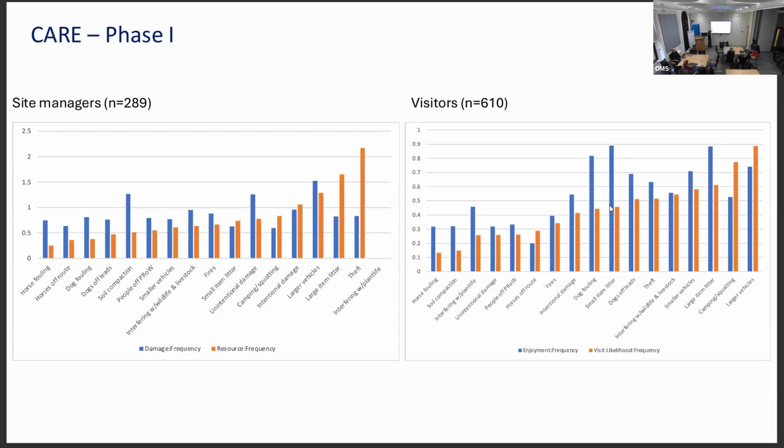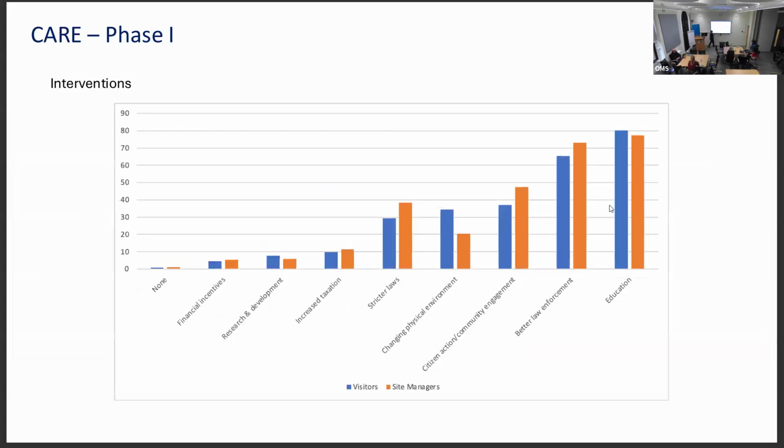And if you look at dog fouling, dogs off leads, and small item litter, they're not well below, but they're not as bad as some of these other ones. For visitors, we looked at the enjoyment versus the frequency, and visit likelihood versus frequency. So again, same thing, above 1, and you don't see anything above 1 for those folks.